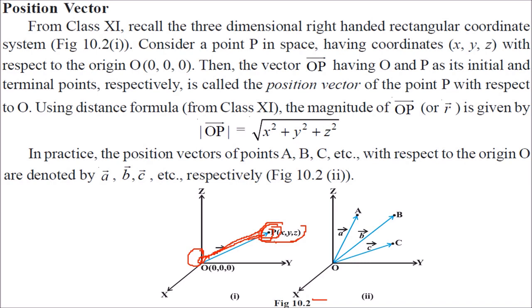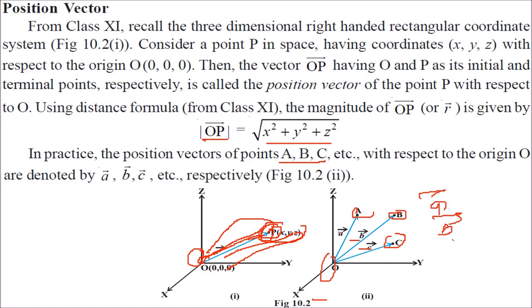So now we can use the distance formula easily. Square root of (x minus 0) whole square plus (y minus 0) whole square plus (z minus 0) whole square. This will be simply equal to the magnitude, which is the square root of x square plus y square plus z square. So the position vectors of any points A, B, C with respect to the origin are denoted by a, b and c. These are all the position vectors of the points A, B, C.